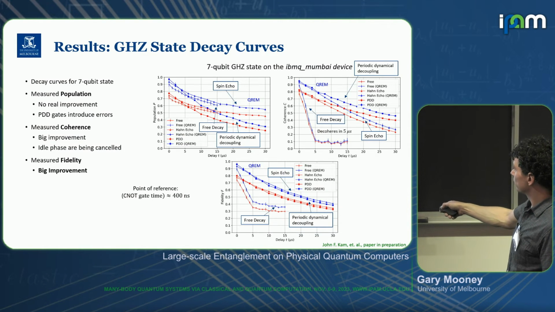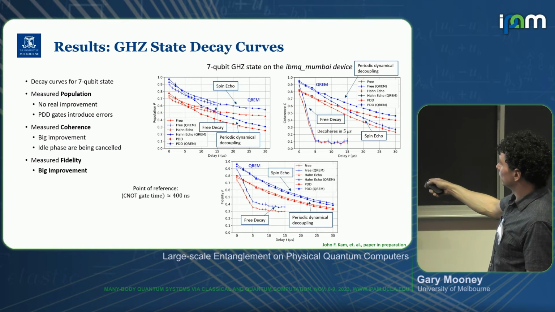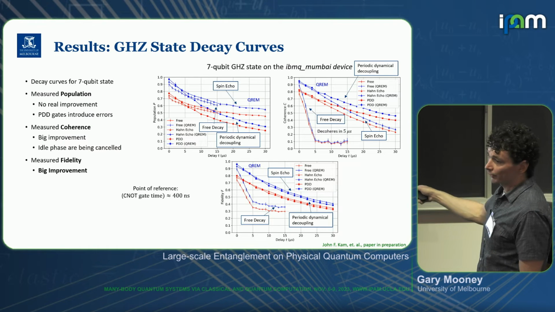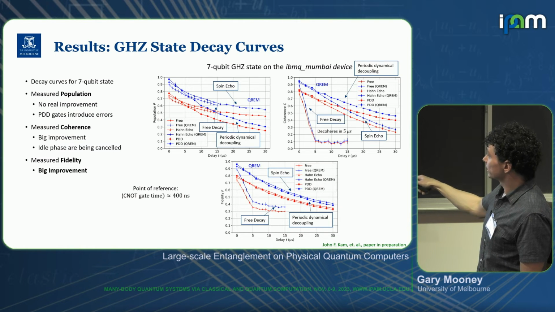So the graphs are a little bit messy. I didn't have time to clean them up, but you can see that the ones that stop early, this is just a free decay, so it doesn't have any kind of dynamical decoupling. The blue is where we've used readout error mitigation, so those are the ones we're looking at. And so we've got spin echo, this is the population, and then we've got periodic dynamical decoupling here.